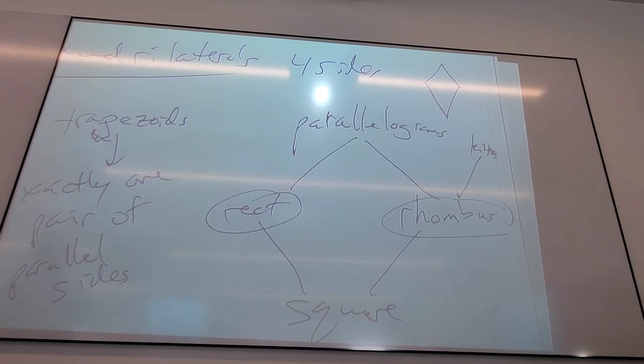A rhombus could be a square. So yes, you could say a rhombus could have equal angles, but what must it have? That's the difference. What must a rhombus have? Equal side lengths. And of course, opposite sides parallel because it's coming from a parallelogram, right? You guys see what I'm saying?